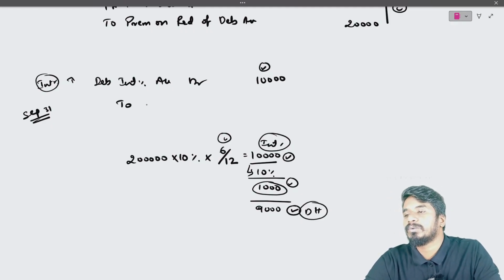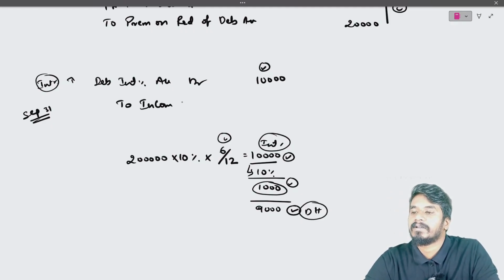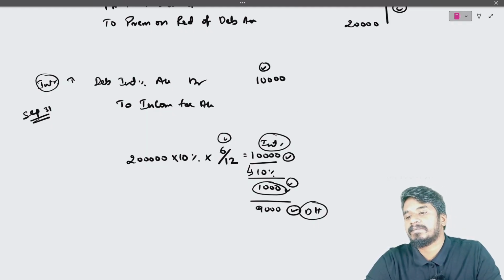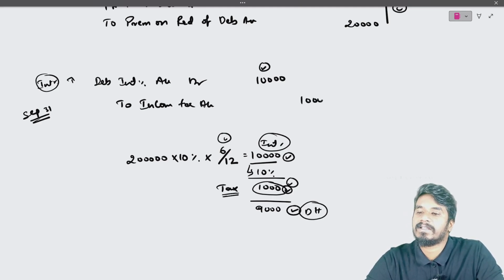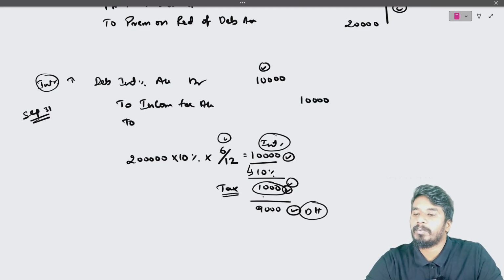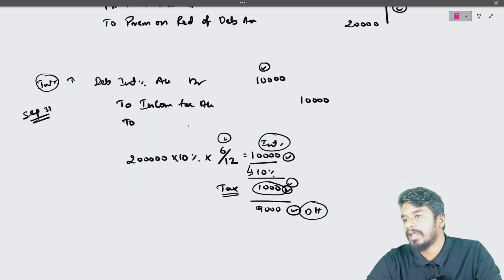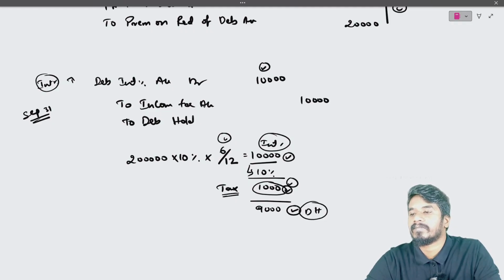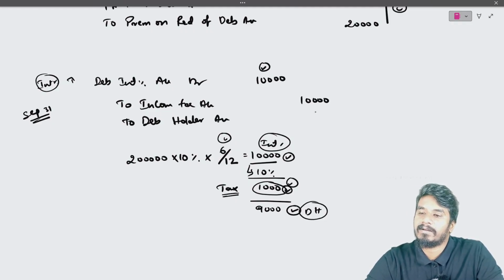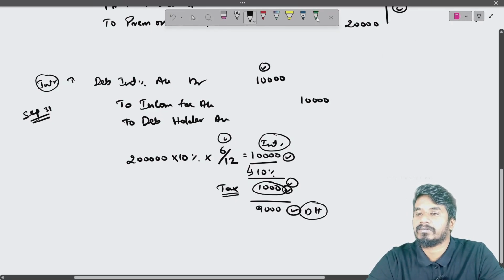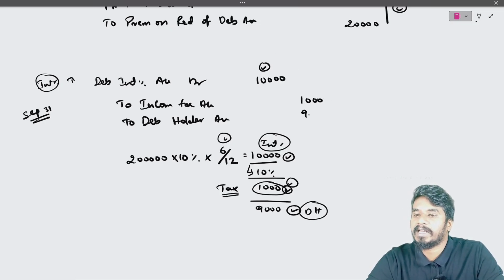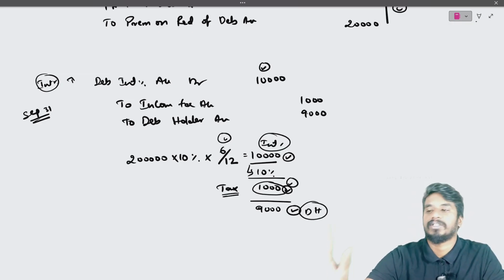Correct? So to income tax account. So what is the tax here? Tax is 1,000 rupees. Correct? So tax is 1,000. And what we need to pay to the debenture holder is also a liability. So debenture holder account will get credited, and this is not 10,000. Don't make a mistake. Yes, this is 1,000 and the remaining 9,000 to debenture holder.